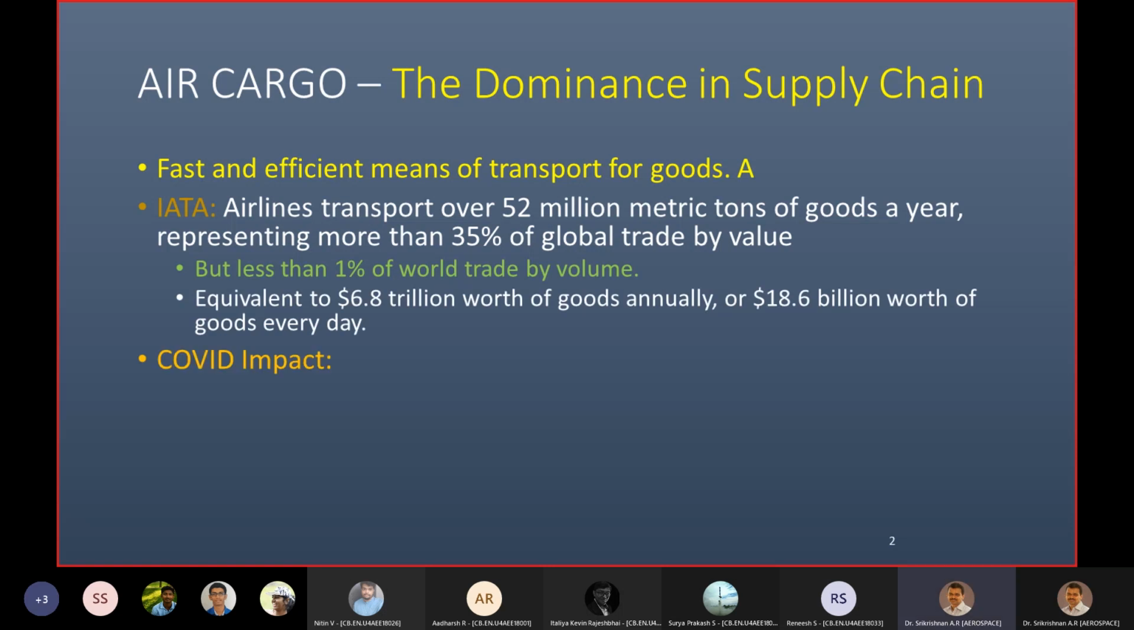And the numbers are equivalent to about 6.8 trillion worth of goods annually and 18.6 billion worth of goods every day being transported by air cargo, which is a very significant amount by any scale.